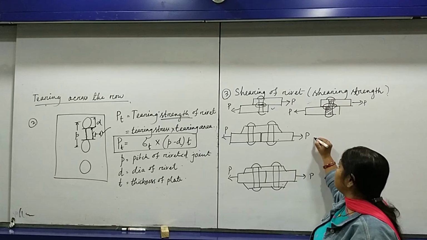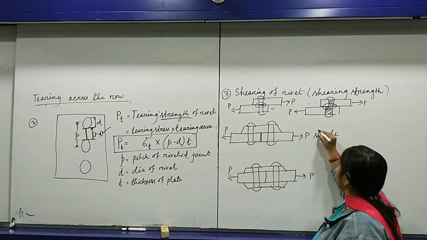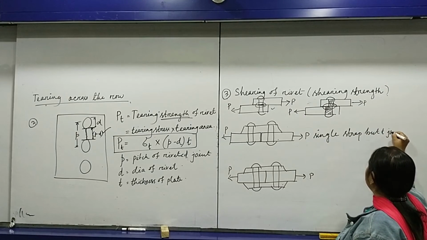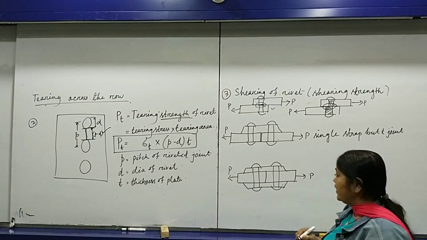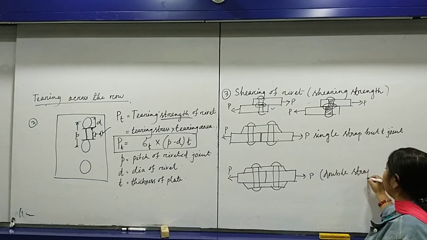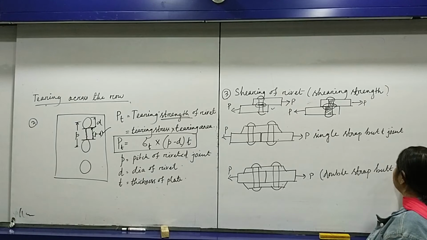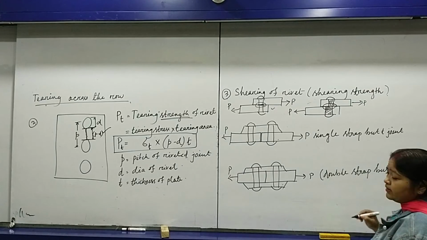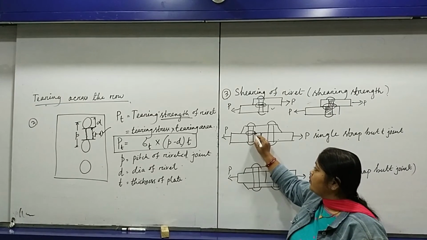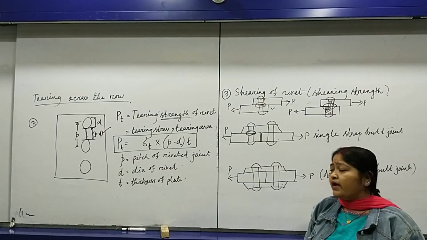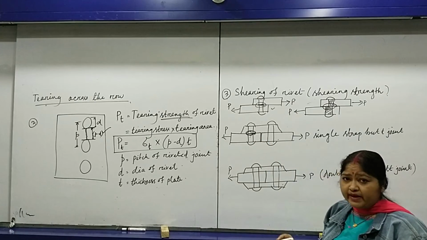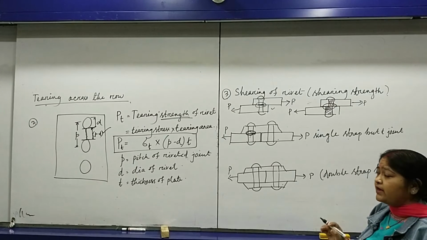Likewise, in a single strap butt joint, and also in a double strap butt joint, the shearing will occur. Right? So in a single strap butt joint, what happens? Shearing occurs at one surface of the rivet only, at the middle junction, the point where the two plates meet. On that surface, the shearing will occur.